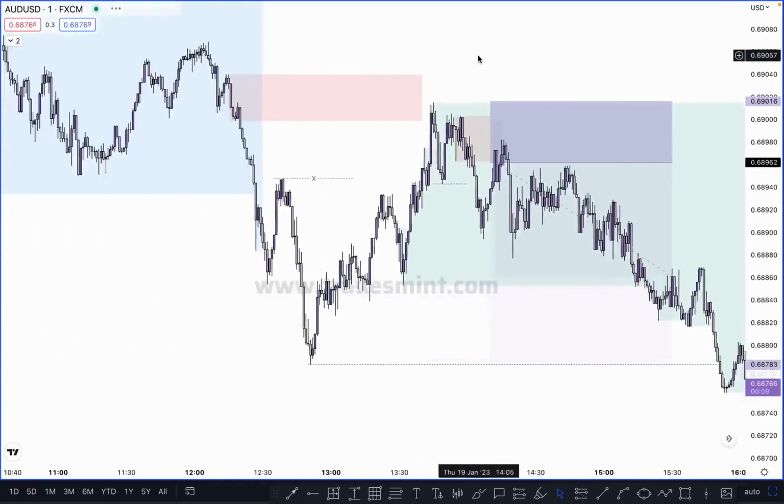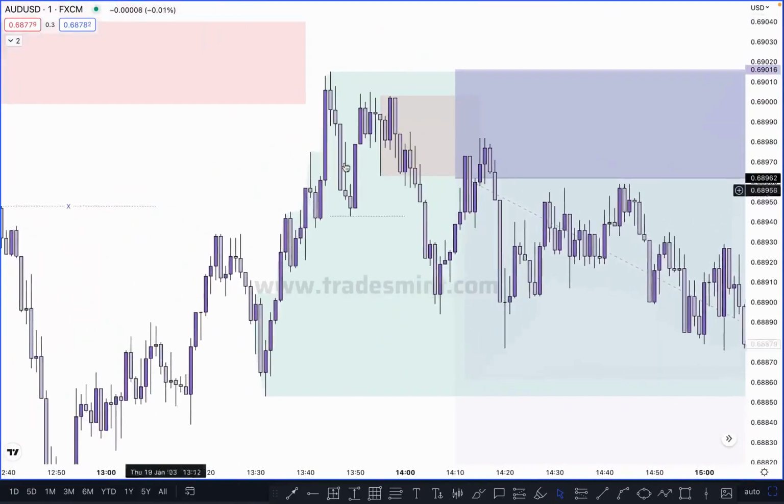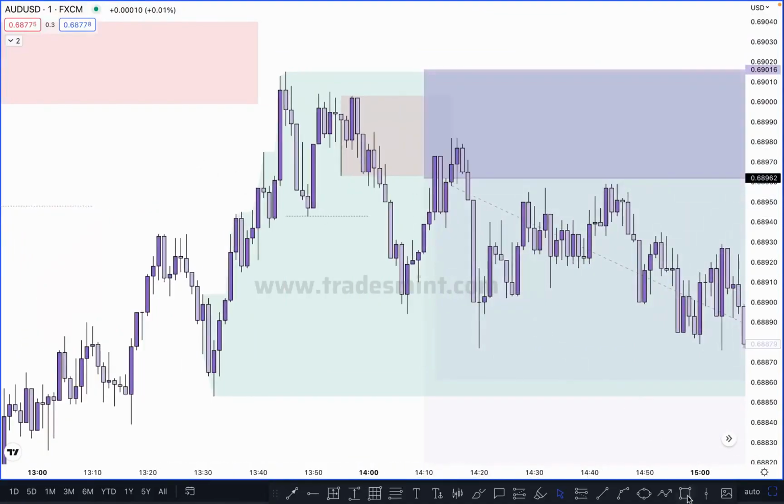Okay, so in this case, as you can see here, where is our unmitigated order block? Where is our candle? This one, right? This is our candle, and you can sell on the next candle, which is here, right? So where is your target? In this case, you can see where our pullback is. The first pullback high is here.